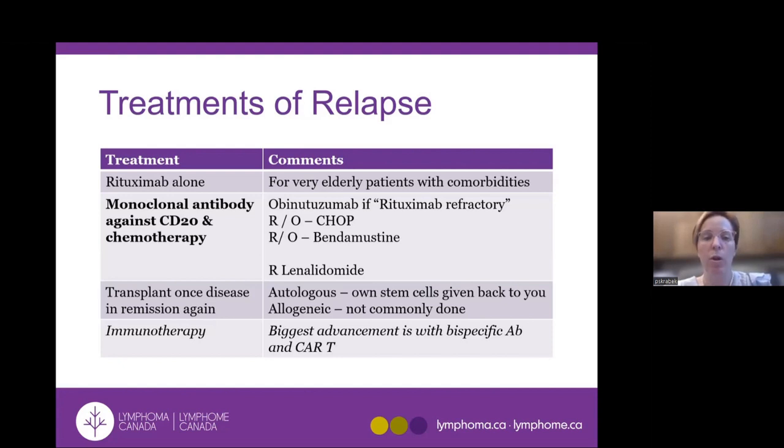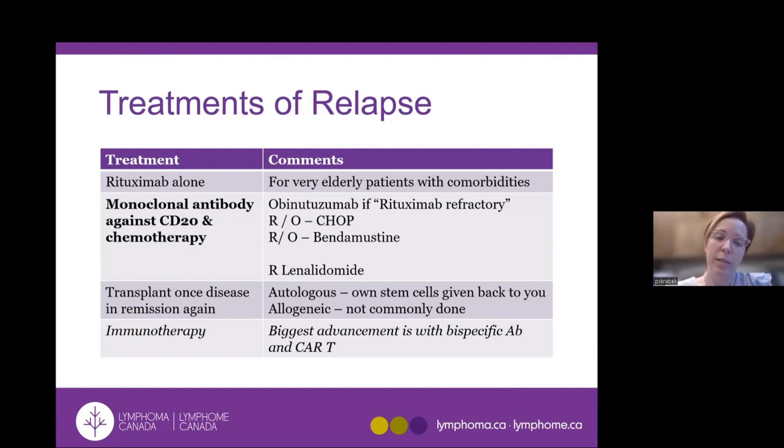Generally speaking, we're treating with a monoclonal antibody against CD20 again, and chemotherapy. Sometimes we're switching to obinutuzumab for patients that are rituximab refractory. And so we'd be giving either rituximab or obinutuzumab with CHOP if the patient had bendamustine first, if we think they can tolerate CHOP, or usually giving obinutuzumab or rituximab with bendamustine if they've never had bendamustine. Generally speaking, we're not repeating the same treatments again. We're using something different than the first time. Another treatment that is increasingly used in relapse is a drug called lenalidomide with rituximab. We'll talk about that more on the next slide.